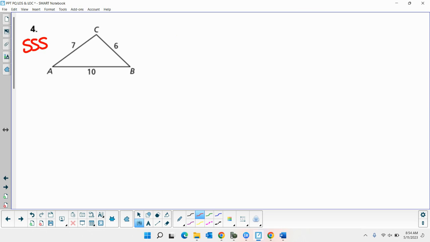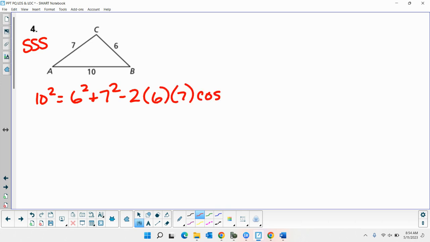Which one are we going to find? The biggest one. So that's which one? C. So 10 squared equals 6 squared plus 7 squared minus 2 times 6 times 7 times the cosine of angle C. So this is when we have to solve for the cosine.